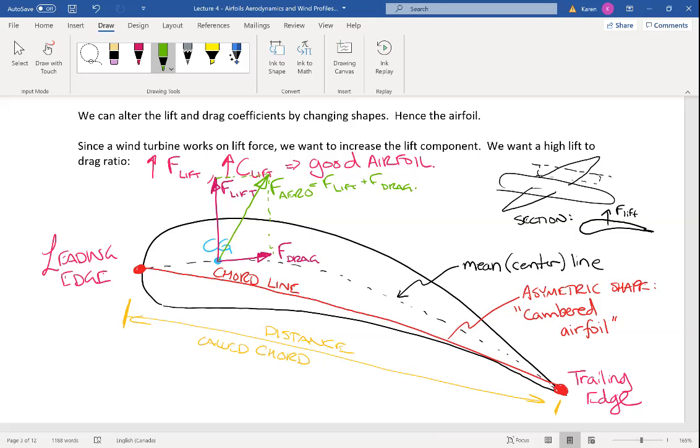So this is an airfoil shape. And the reason why wind turbines are made out of an airfoil shape is because it maximizes the coefficient of lift. That's useful for a lot of things, including a wind turbine.